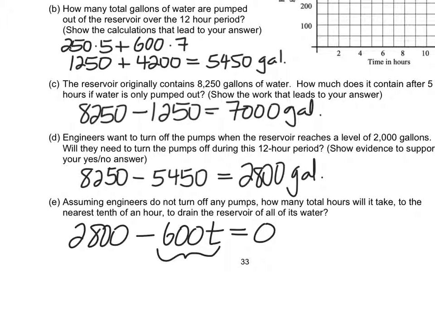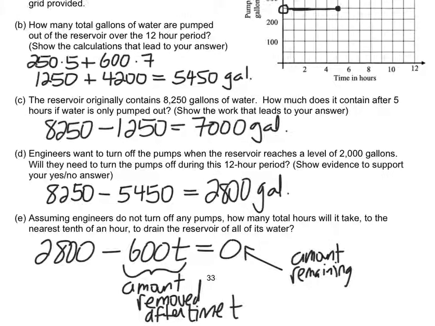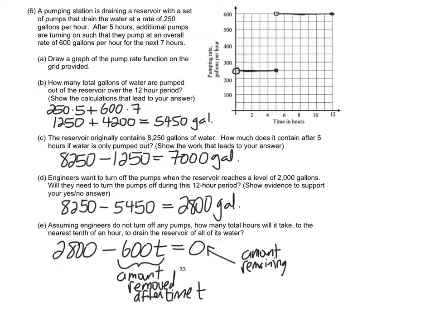Because this is going to give us the amount removed after time T. This is the amount remaining. It's 600 gallons per hour after 5 hours. Right, yeah, because we're living in this piece.